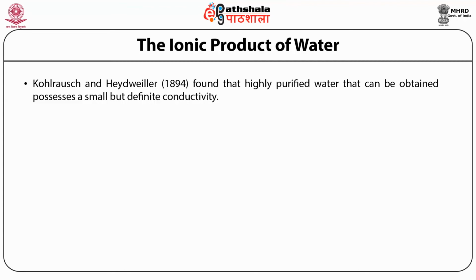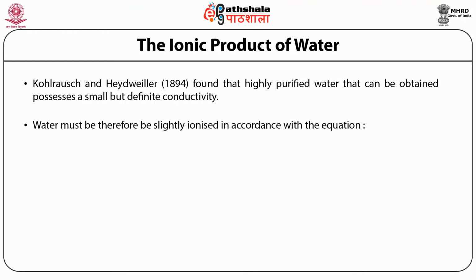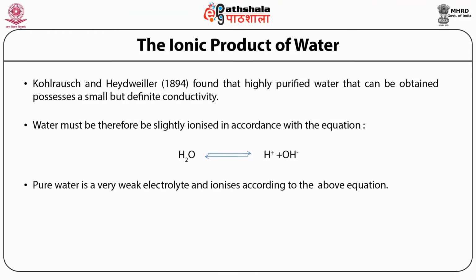Kohlrausch and Heydweiller in 1894 found that the most highly purified water that can be obtained possesses a small but definite conductivity. Water must therefore be slightly ionized in accordance with the equation H2O in equilibrium with H plus plus OH minus. Pure water is a very weak electrolyte and ionizes according to the above equation.